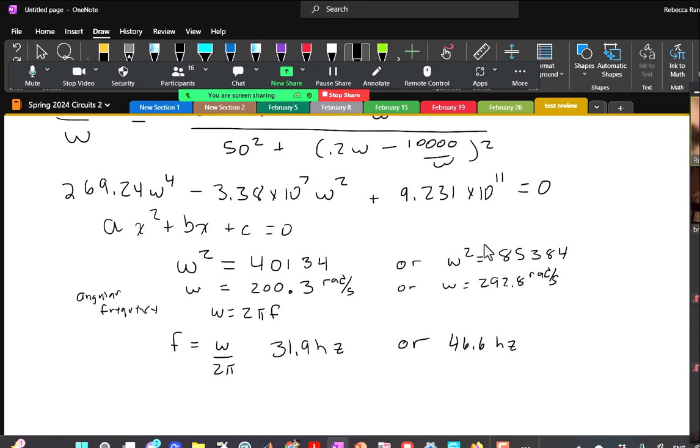Okay. So it gives me 40,134 and 85,000. So it gives me omega squared, and then I have to take the square root to get omega. Okay. Did you get these numbers? No, but I could be plugging it in wrong. Well, let me see where I did the work.